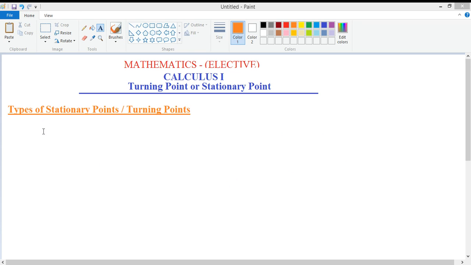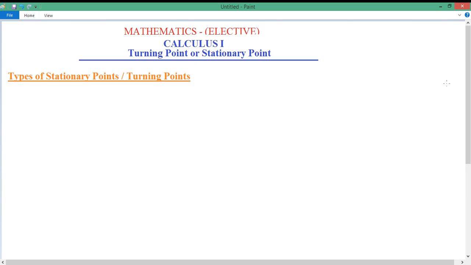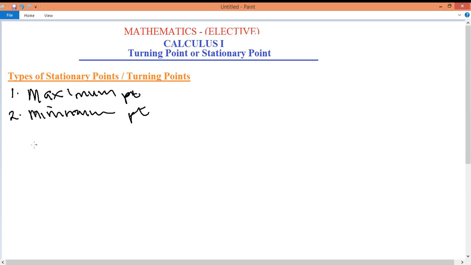We shall now look at types of stationary points. There are three types of stationary points. Number one, we have the maximum point. We also have another one known as the minimum point. The last one we have is the point of inflection. These are the three types of stationary points, or otherwise turning points.